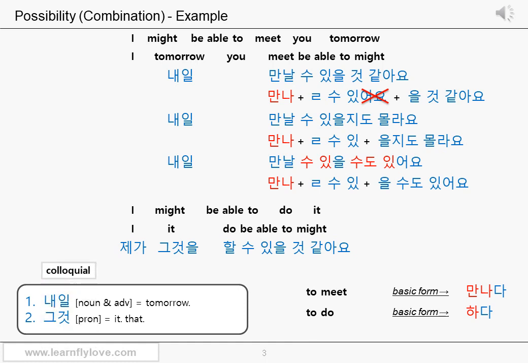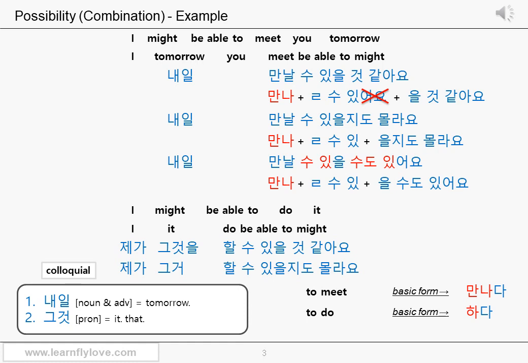You can simply do that using 그거 instead of 그것 without the object particle. And let's use 을지도 몰라요 instead of 을 것 같아요 for possibility this time. 제가 그거 할 수 있을지도 몰라요. I don't know for sure, but I might be able to do that. 제가 그거 할 수 있을지도 몰라요.